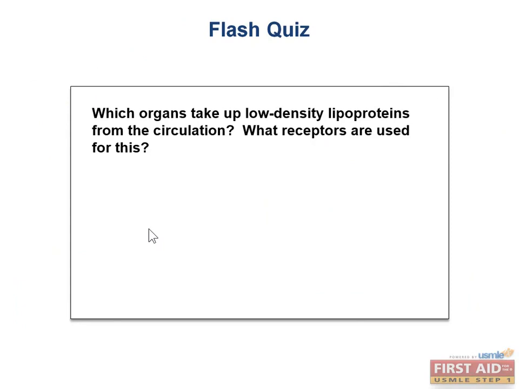Got a flash quiz. Which organs take up low-density lipoproteins from the circulation? What receptors are used for this?